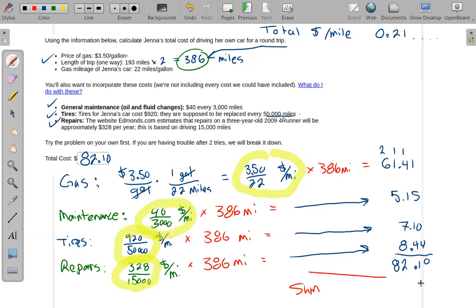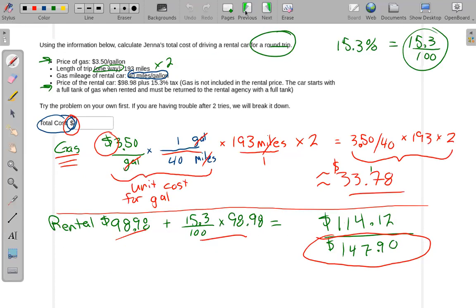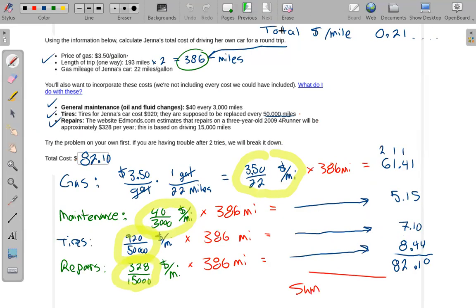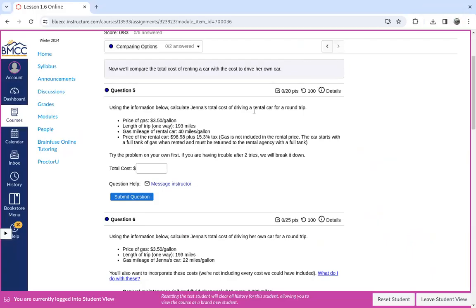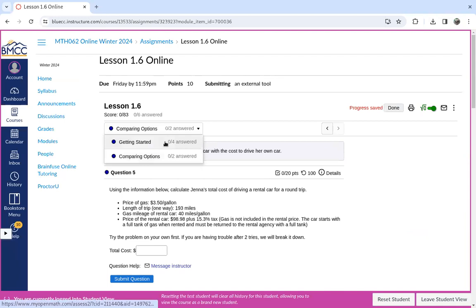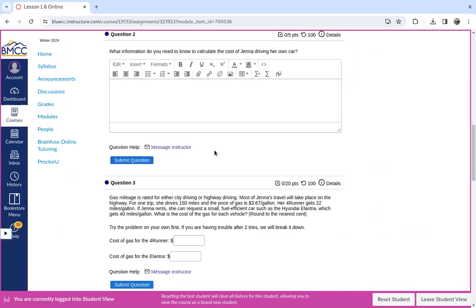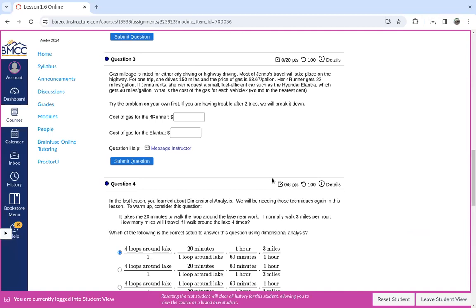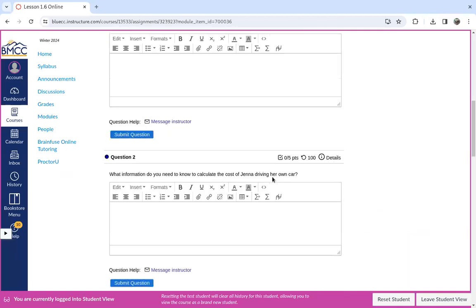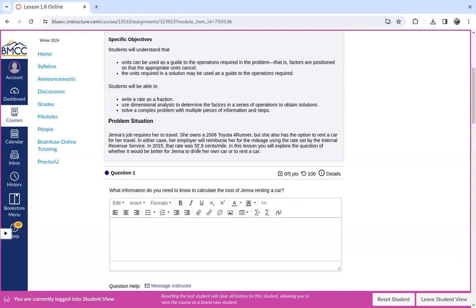Computer's being fussy today. So we have for her car, it's 82.10. And then for the rental car, it's 147.90. Oh, interesting. So it costs more to do the rental car than it does to use her own car. But what if she's worried about driving her car? One thing we haven't looked at here is, let's go back to the assignment. She's going to get reimbursed for this by her employer. That was down on the first page here. How much? And we read about that somewhere here. Oh, right there, 57.5 cents.